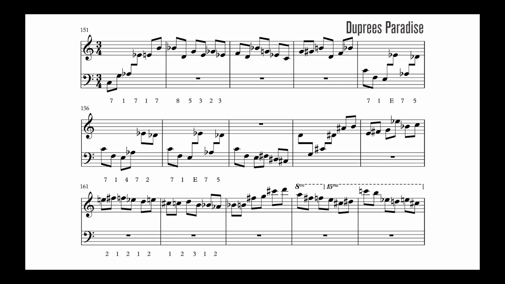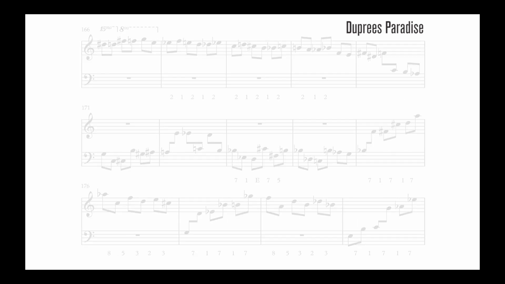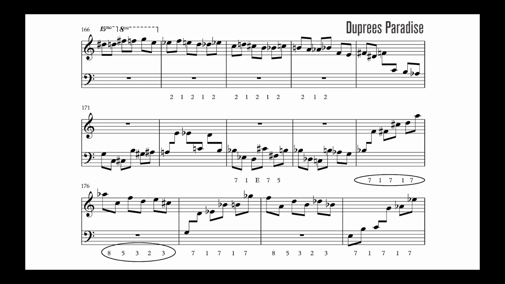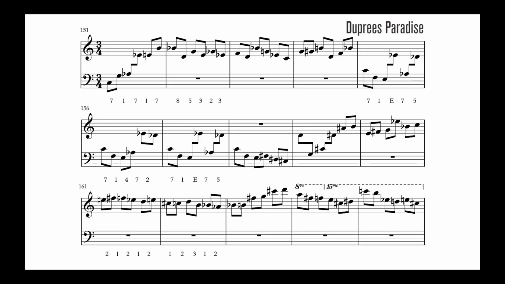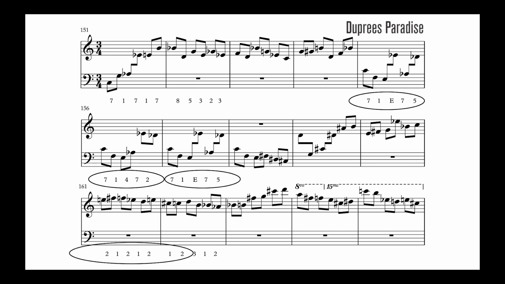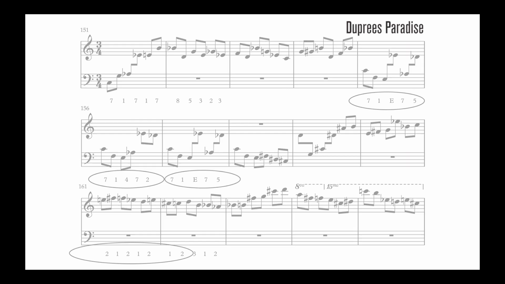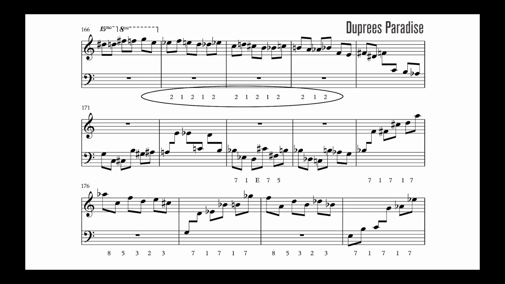In the piano interlude from the orchestral version of Dupree's Paradise, grouped alternations between 7-1-7-1-7 and 8-5-3-2-3 appear throughout. Initially instigated respectively in bars 151 to 152, the groups alternate from bars 175 to 181. A partial alternation appears at bars 155 to 157, and the alternation between 2 and 1 in bars 161 to 162 recurs at bars 167 to 169 and bar 182.